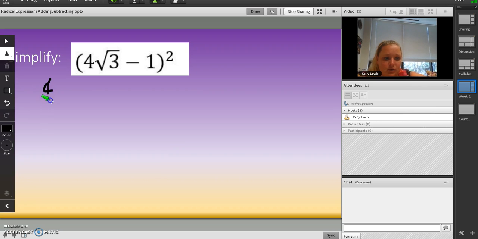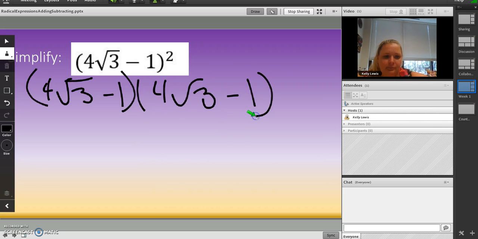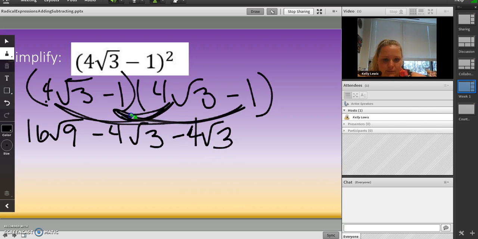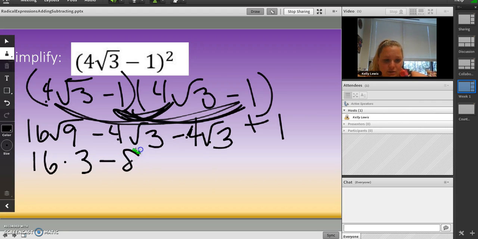Now let's do this one. This one means 4 square root 3 minus 1, 4 square root 3 minus 1. All right, so 4 times 4 is 16. Square root 3 times square root of 3, so 3 times 3 is 9. Then 4 square root 3 times negative 1 is negative 4 square root 3. Then negative 1 times 4 square root of 3, negative 4 square root of 3. Negative 1 times negative 1 is positive 1. All right, so we get 16 square root of 9, which is 3. I have a negative 4 square root of 3 and a negative 4 square root of 3, so they can chat. So that's really negative 8 of those, plus 1.